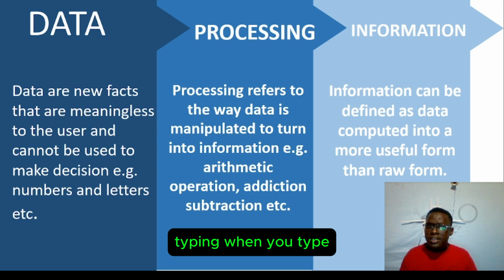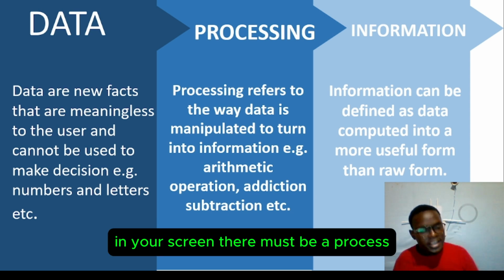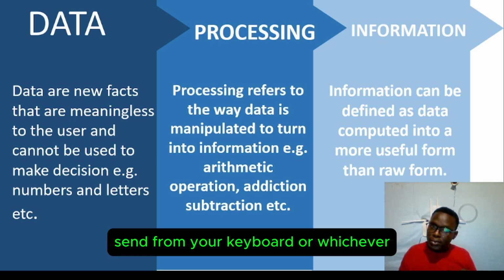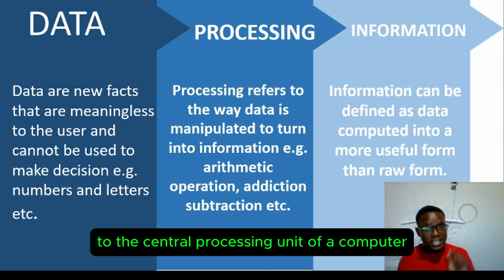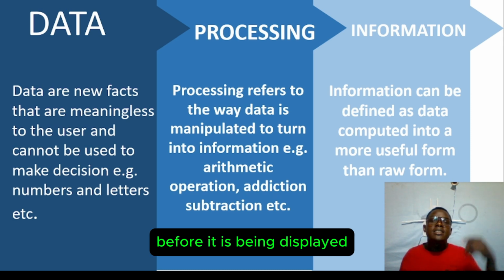When you type, it will be processed before it is displayed on your screen. There must be a process. There must be a signal sent from your keyboard, or maybe mouse, to the central processing unit of a computer to be processed first before it is displayed.